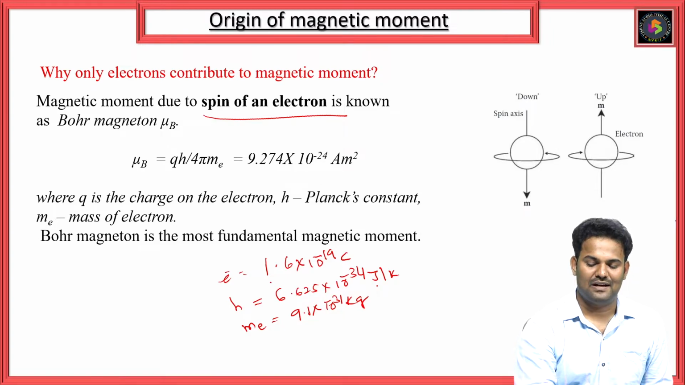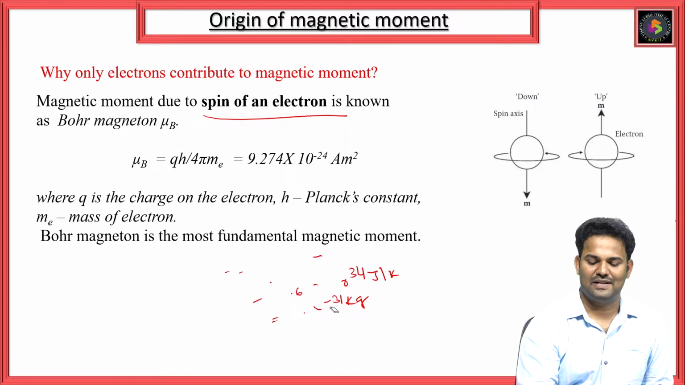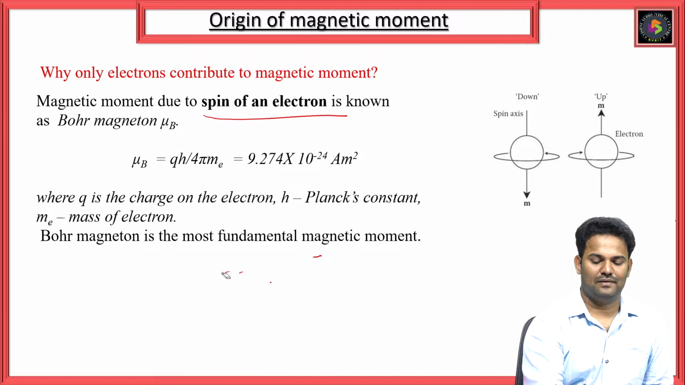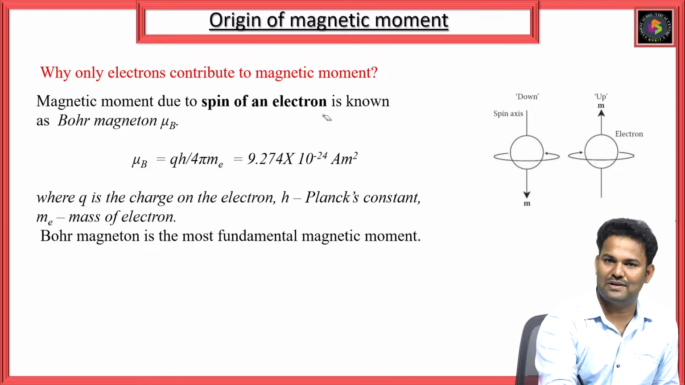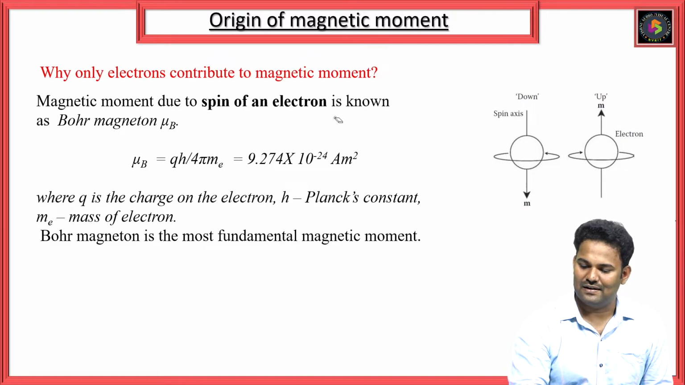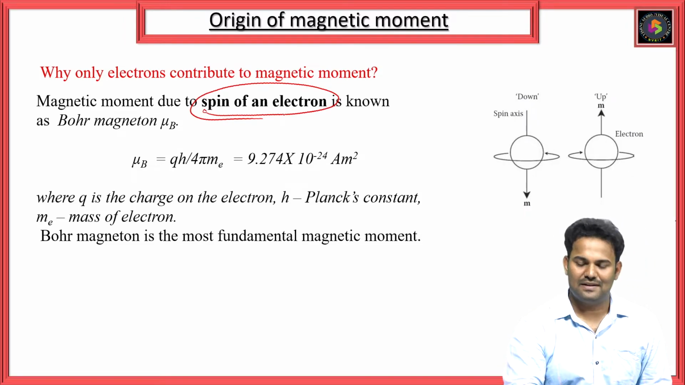So these are the fundamentals of the Bohr magneton. The Bohr magneton is the most fundamental unit for the magnetic moment. So what is the Bohr magneton? The magnetic moment due to the spin of an electron is known as the Bohr magneton, which is denoted by mu b. So this is the spinning completely.